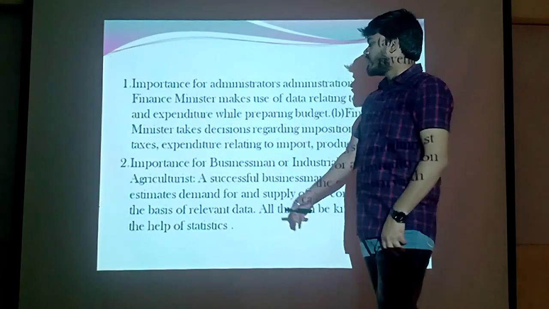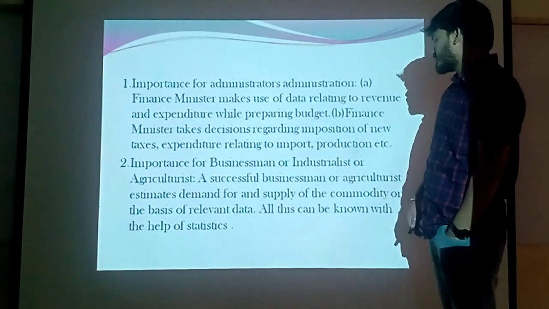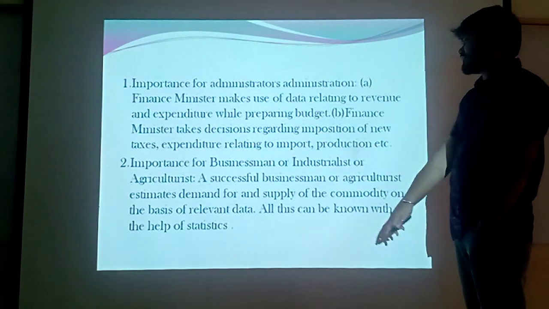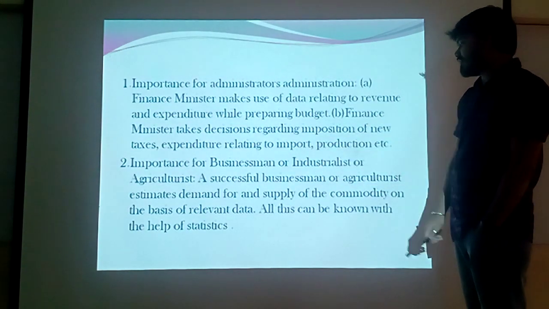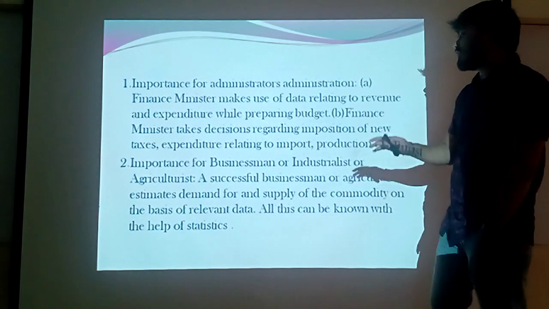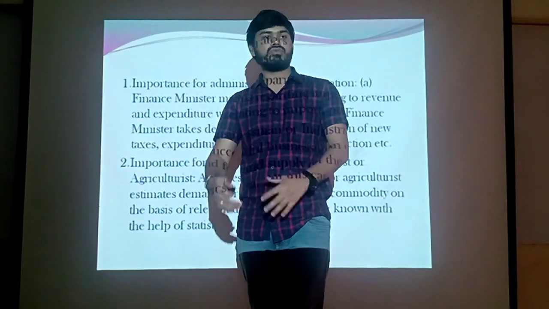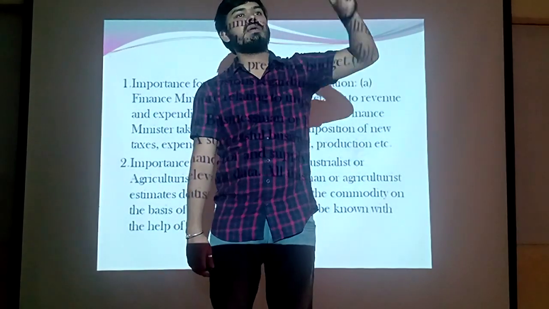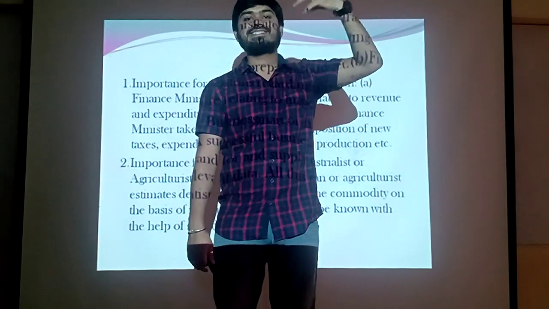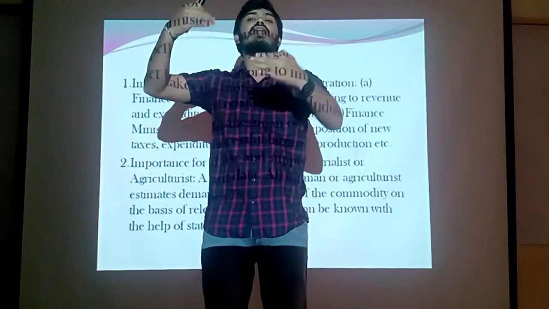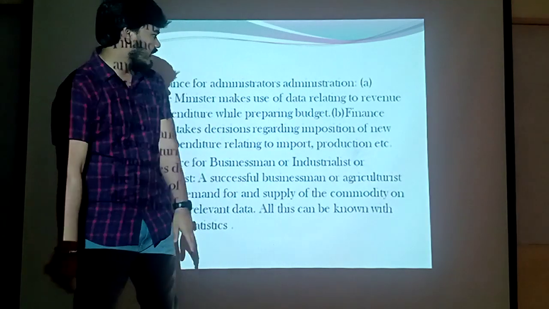Okay. Next one, importance for the businessman, industrialist or agriculturist. A successful businessman or agriculturist estimates demand and supply of the commodity on the basis of relevant data. All this can be known with the help of statistics. It means the businessmen as well as the farmers know what people are demanding in the market, which product has more demand in the market. Based on those relevant data, they start to produce the particular good in the industry. Is it clear?